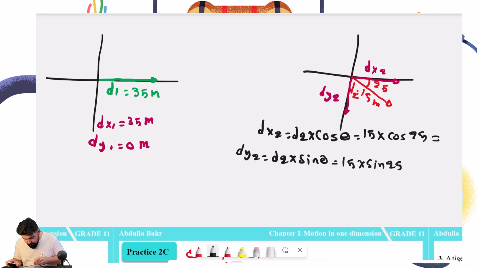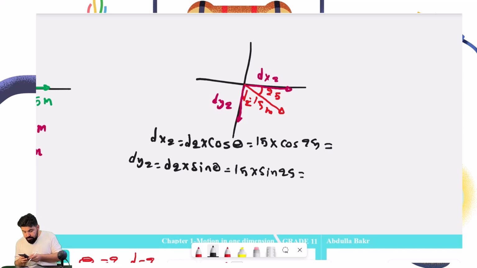Let me calculate both of these. So 15 multiplied by cosine 25 is equal to 14 meters. What about this one? 15 multiplied by sine 25, I have 6.33. Did I miss something? Yes, don't forget to add a negative to this one. 6.33 meters, but negative. Why? Because this y is going downwards. Please don't forget this.